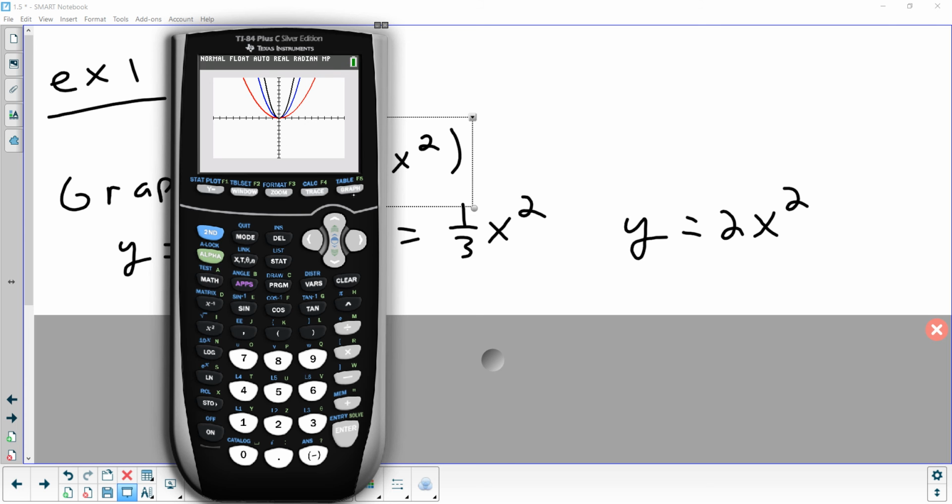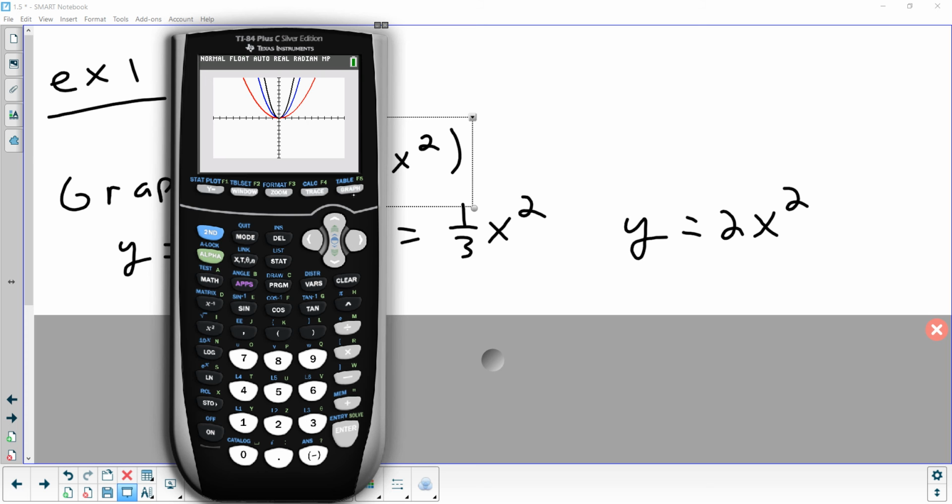Anybody describe what happened there? What did those different numbers in front of x squared do to it? Yep. The fraction stretched it and the whole number compressed it. Yeah, so it definitely causes things to stretch and compress. And the way we're going to think about it is vertically.